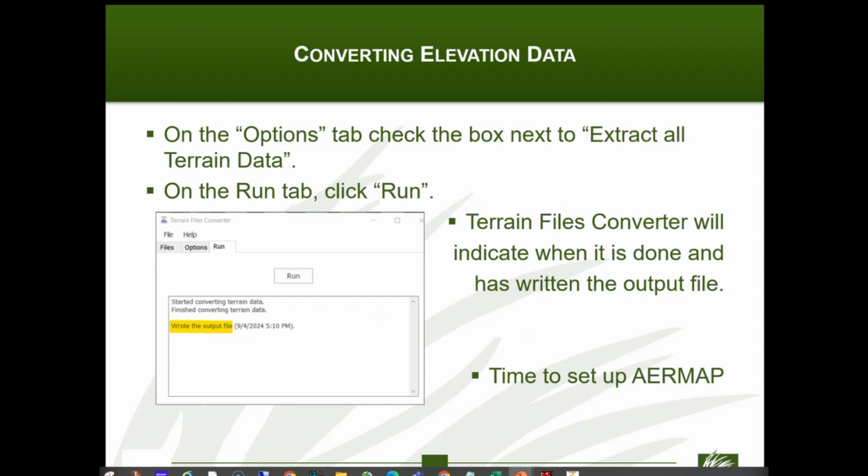Okay, after we've selected the files, we are going to go to the Options tab. That's that second tab. It's not showing up here. And click Extract All Terrain Data. And then we'll go on to the last tab in the Terrain Files Converter utility, which is the Run tab. And there's literally just one button there that says Run. Click the Run button. It should go through and convert your terrain data and give you a little note that it's been converted. It says wrote the output file, and it'll give you a time and a date stamp.